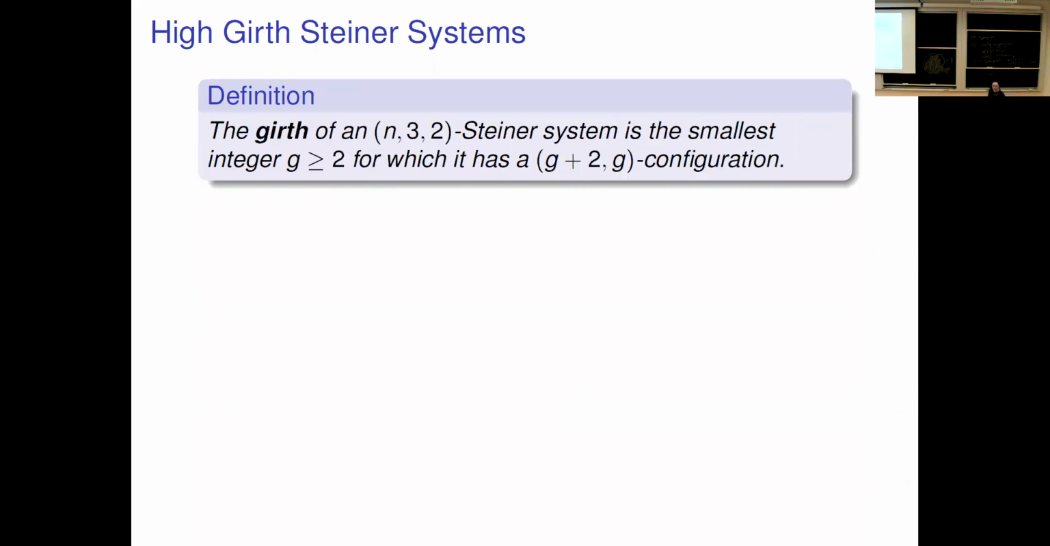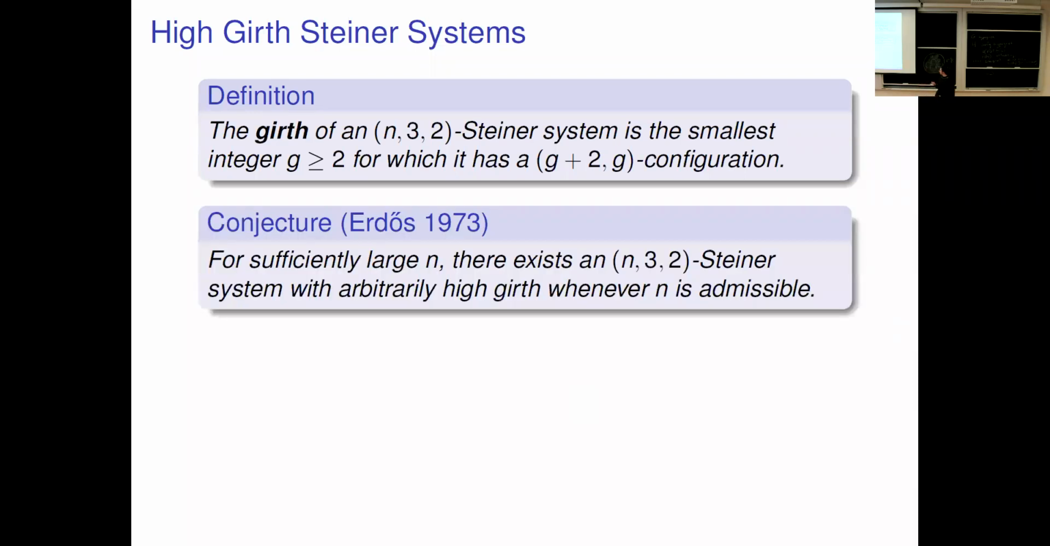So we had this notion of girth for hypergraphs before. Let's define a notion of girth for Steiner systems. So this is going to be the smallest g for which we actually have a g+2, g configuration. And in this language, what is Erdős asking? Well, he's asking for us to find the existence of triple systems of arbitrarily high girth. And this kickstarted an entire area of combinatorics, high-dimensional designs, high-dimensional combinatorics. You can try to think about finding high girth versions of a lot of existence problems and really try to say something about the structure of these things or the typical structure of these things.